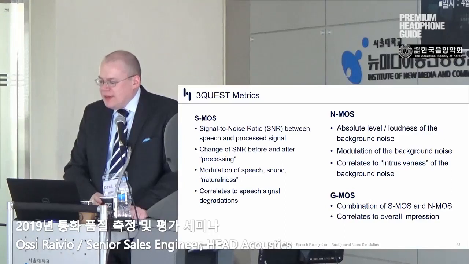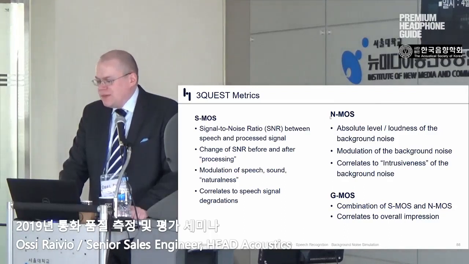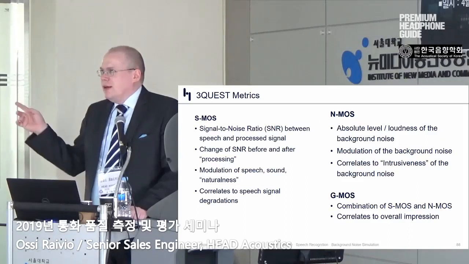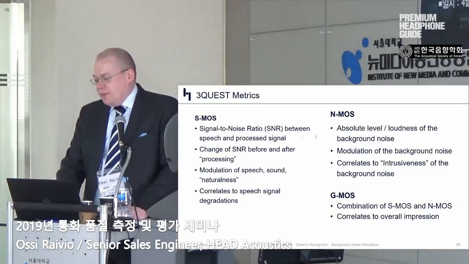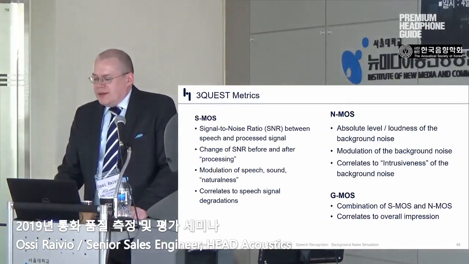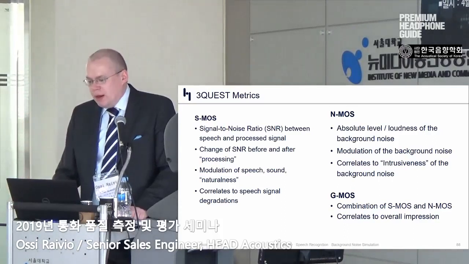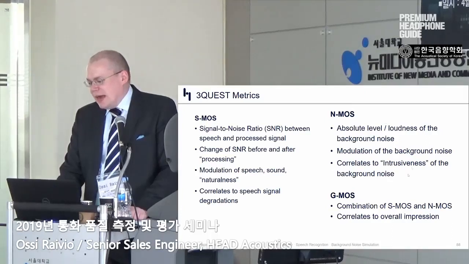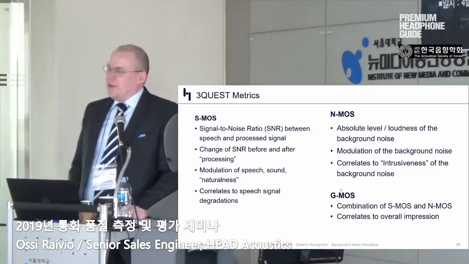When we calculate these values, NMOS is actually calculated first, because SMOS takes NMOS as one input parameter. There's a certain feedback loop in the human brain that is why we need to do this. The GMOS is not a simple sum or average. It's a more complicated summation of SMOS and NMOS, but it's just a polynomial, a certain second-degree polynomial of SMOS and NMOS. So like I said, NMOS is calculated first, then SMOS, and then combining these two together, we get the GMOS value.